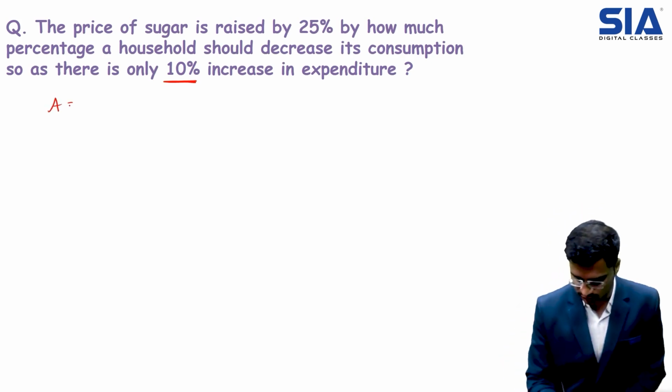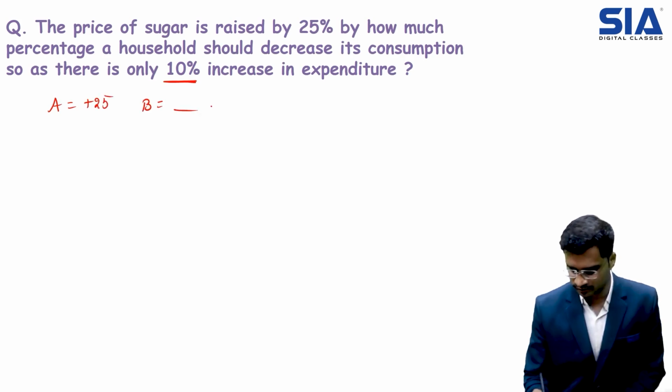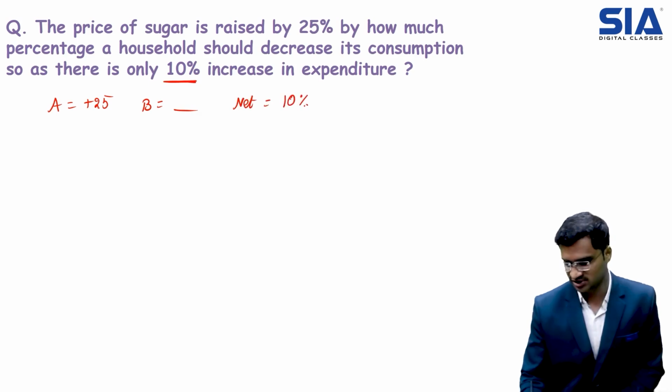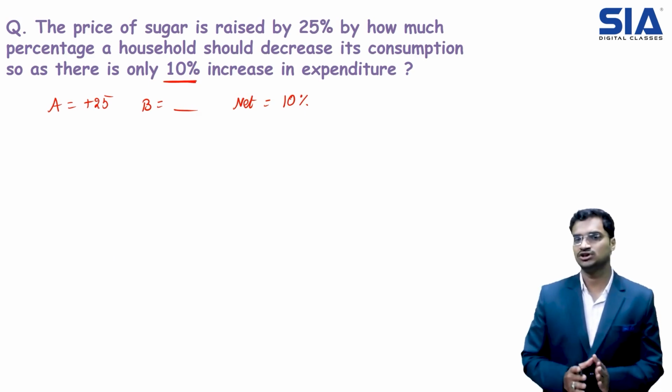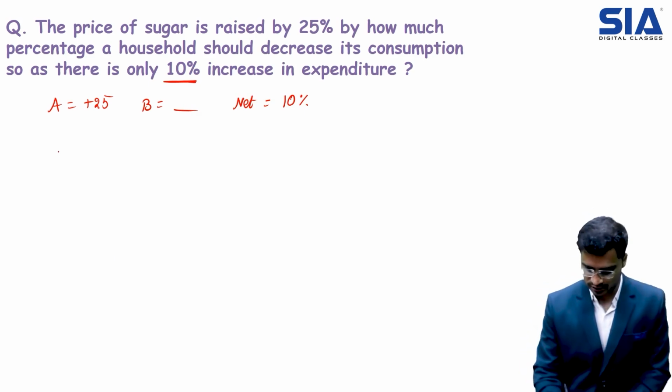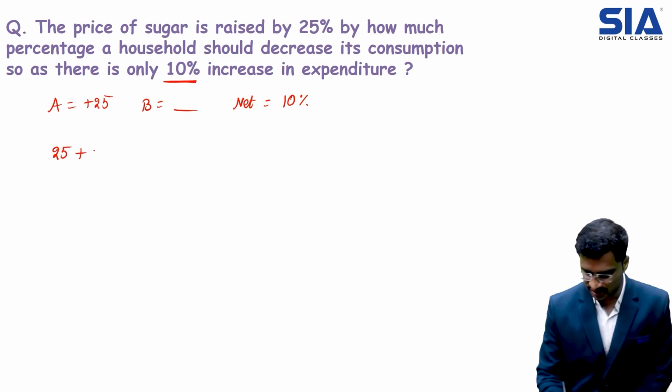So the A value is plus 25. We don't know the B value, but the net effect is 10 percent. In the previous question the net effect was 0, but in this particular question the net effect is 10 percent. So let us substitute 25 plus x, where the B value is x.